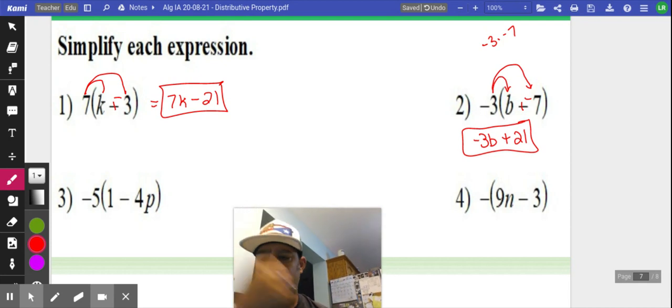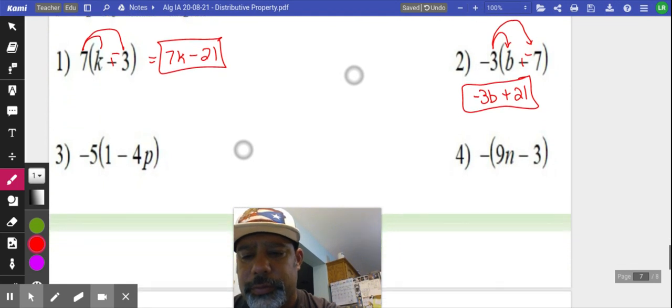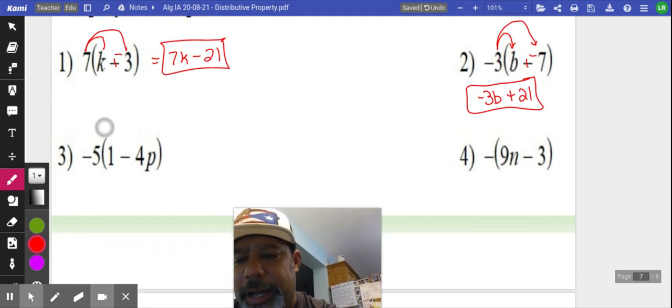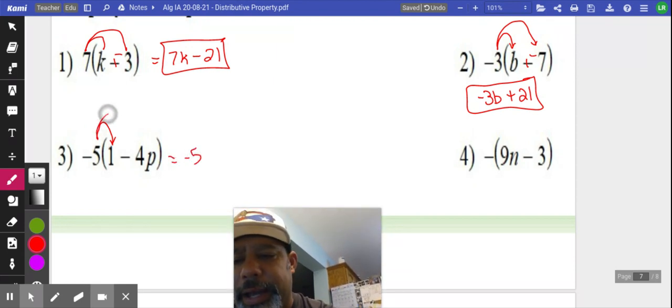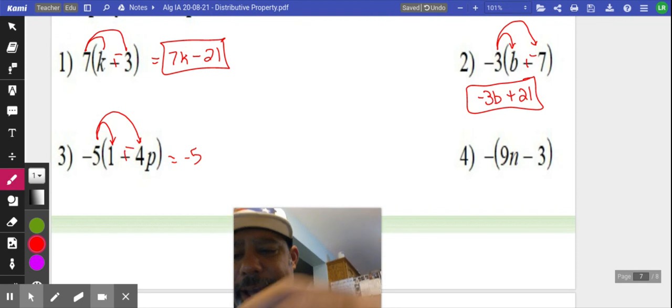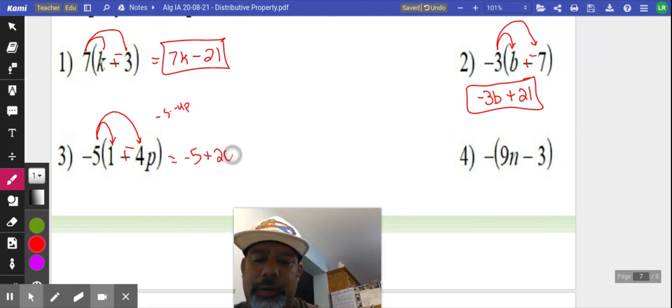Okay. Number 3, we have negative 5 times 1. That would be negative 5. And we got negative 5 times negative 4p. So negative 5 times negative 4p, that's going to be positive 20p.